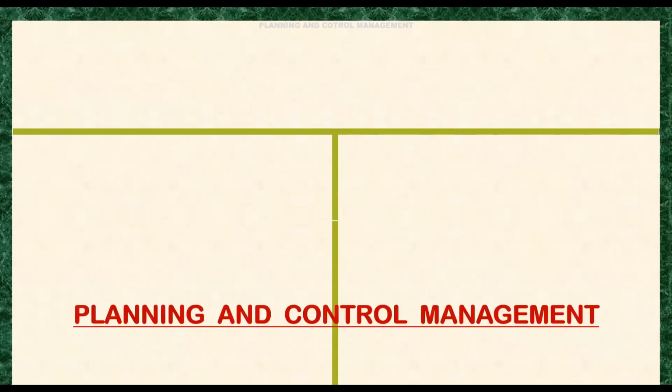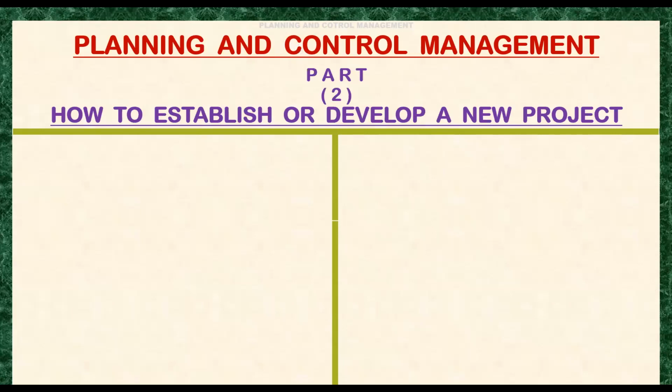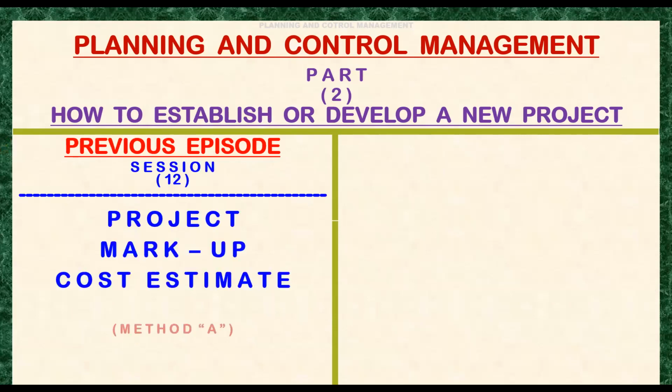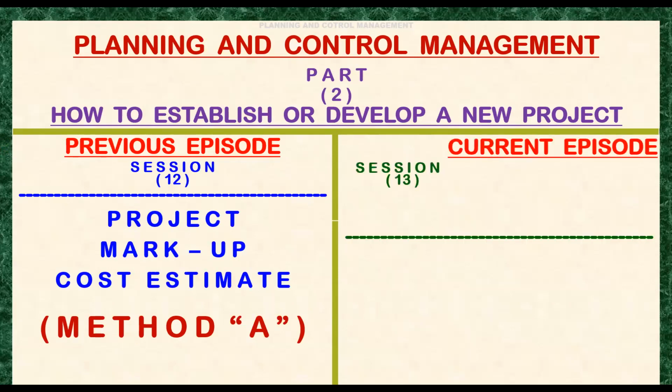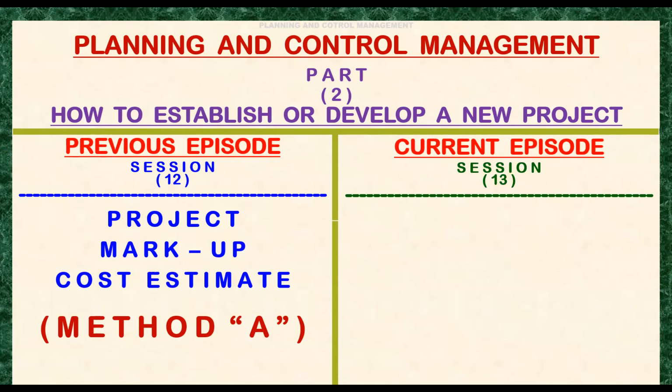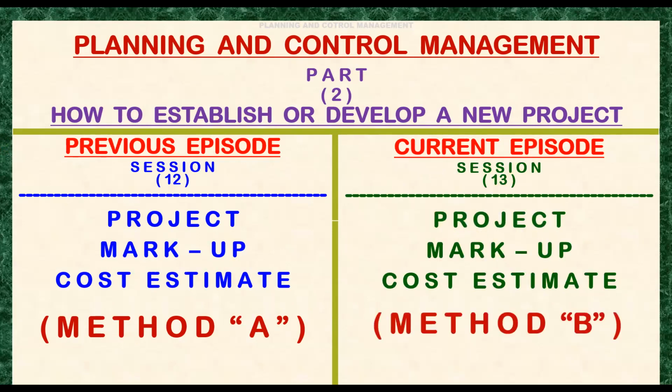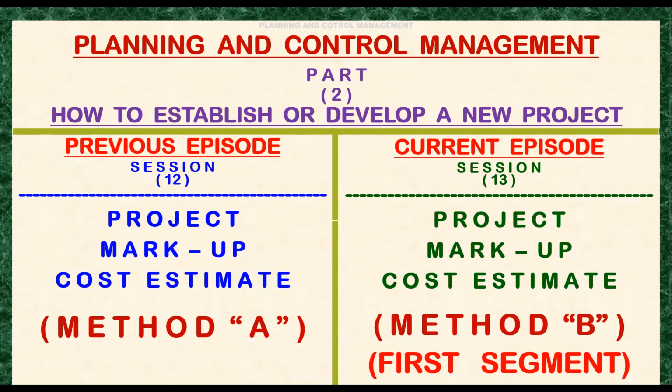Okay, let's start. Planning and Control Management Part 2, how to establish or develop a new project. Here we have our previous episode, session 12, that is project markup cost estimate method A, and our current episode, which is session 13, about project markup cost estimate method B. It is in the first segment because I am thinking that it will take time to complete the whole session for method B.